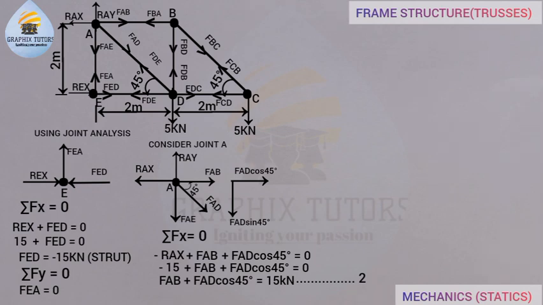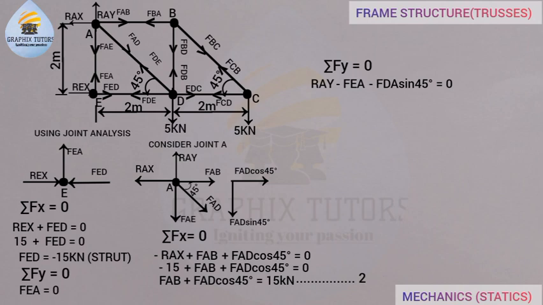Now from here, I will consider summation of Fy, the second condition for equilibrium, equals 0. I will say the upward force is positive and the downward force is negative. My RAy is facing upward, so the vertical component is positive. Minus FEA, facing downward, so it will be negative. Minus FAD sin 45, also facing downward, equals 0. These are the vertical components that we have here.